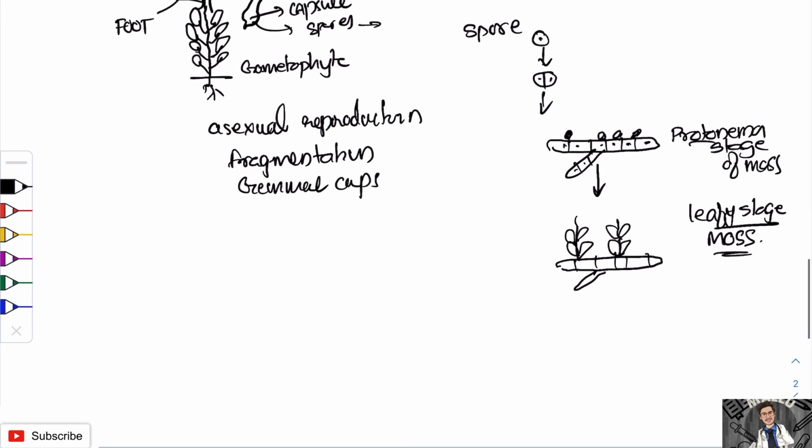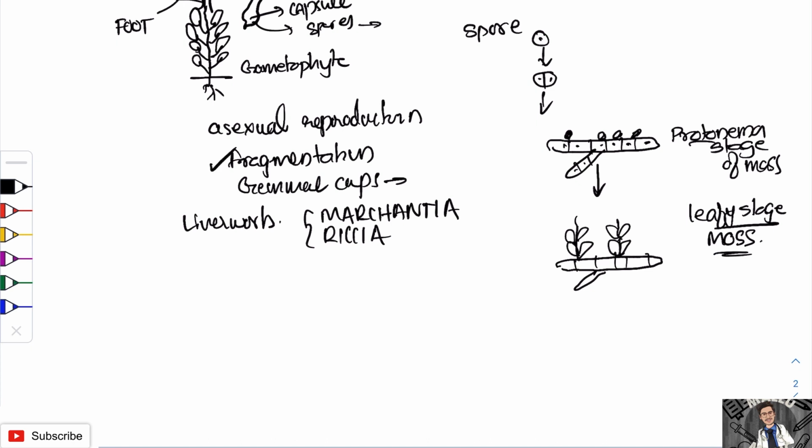Gemmacups are the structures which are found in Marchantia. Marchantia and Riccia are examples of liverworts. So these are the cups within the Marchantia and they form the next generation. That's the asexual mode of reproduction. And then we also have fragmentation, right? But what you have to remember is that the moss has two stages, the protonema stage and the leafy stage. But fragmentation only takes place in the protonema stage. This you have to remember.